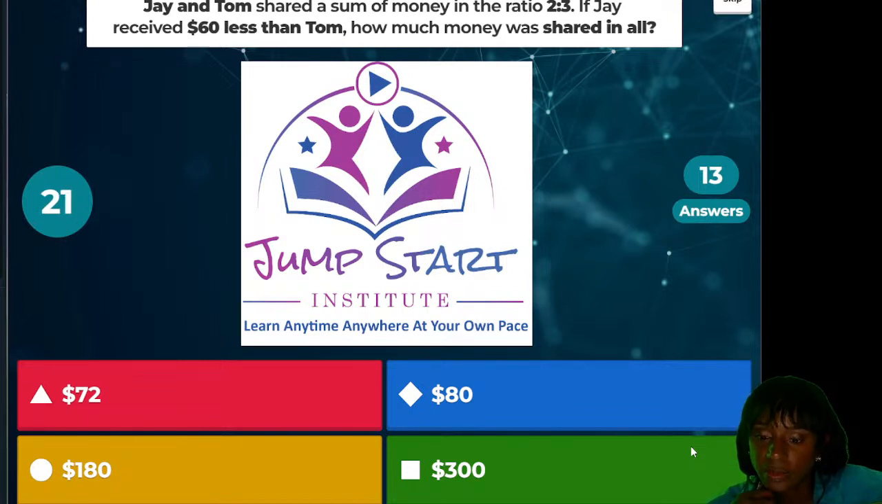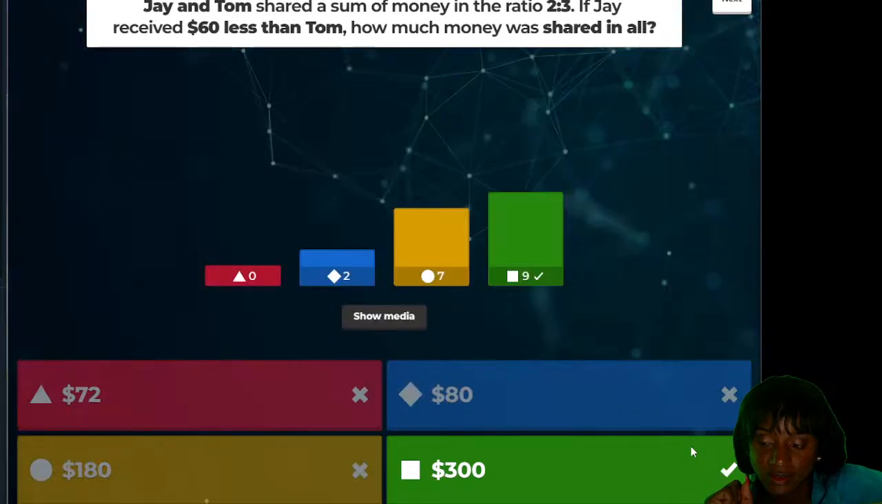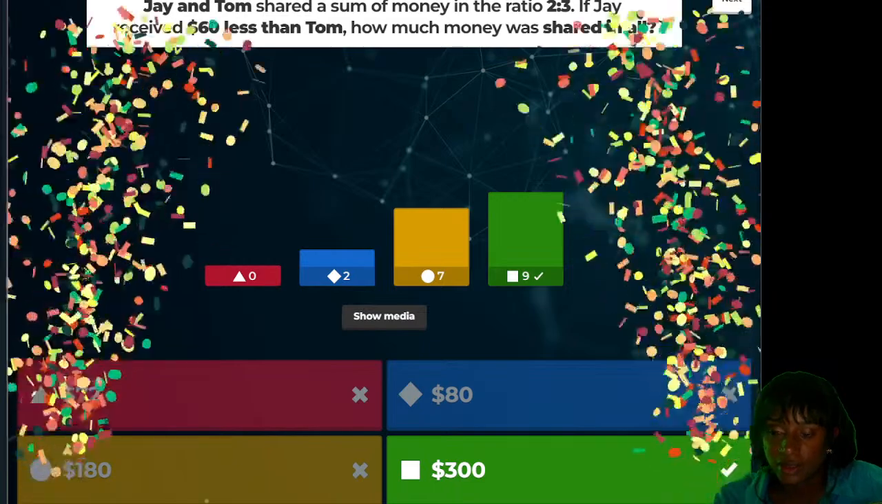Jay and Tom shared a sum of money in the ratio 2 to 3. If Jay received $60 less than Tom, okay, we have 9 more seconds remaining. 4 more, 3 more seconds, 2 more seconds. Okay, so 9 of you got this correct, not too bad. But let's see here.